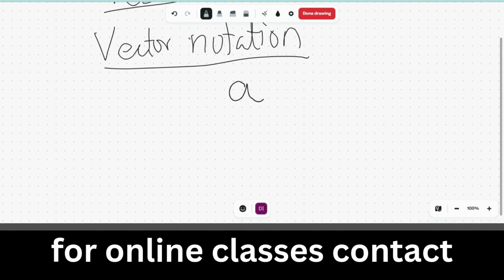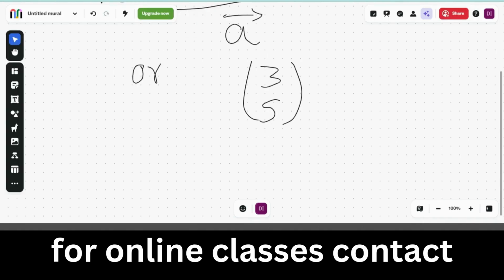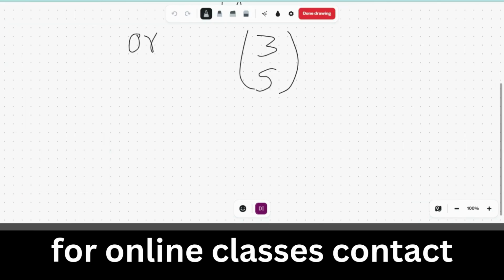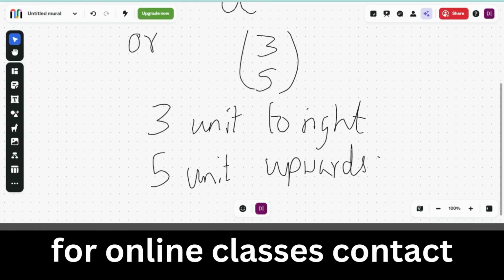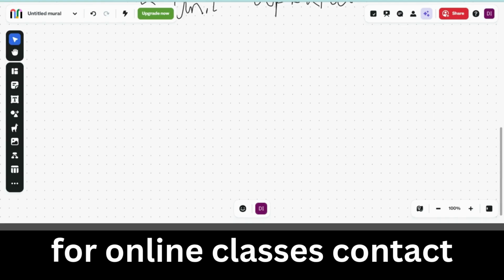A vector could be represented by a right side arrow or like this, 3 by 5. What does that 3 by 5 mean? It means that you have to move 3 units to the right, that is the x-axis, and 5 units upwards.